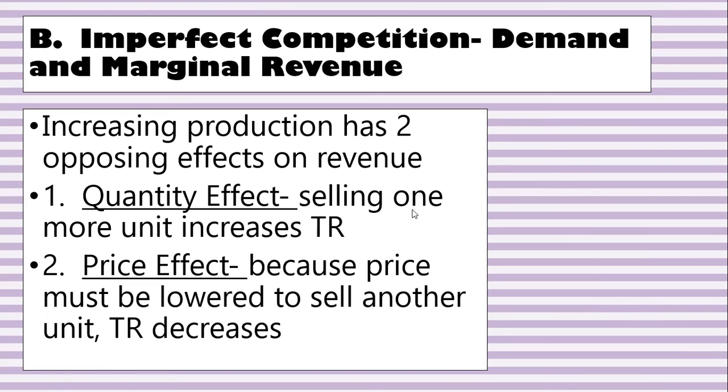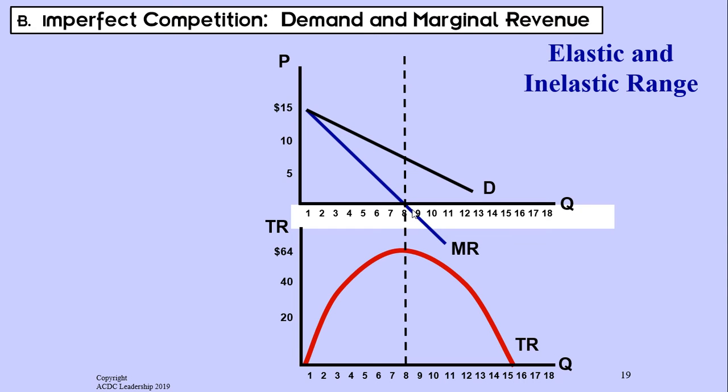So the quantity effect and the price effect are always both happening, but it is a question of which one is dominating over the other. In the elastic portion of the demand curve, the quantity effect is going to dominate. In the inelastic portion, the price effect will dominate. Okay, let's see if we can see that actually taking place. So let me show you that first.